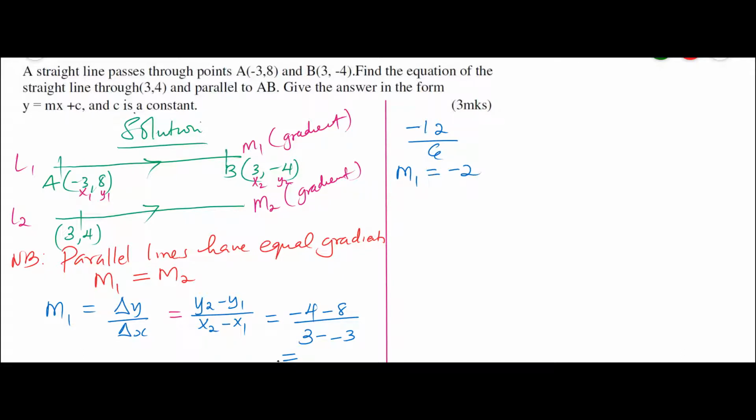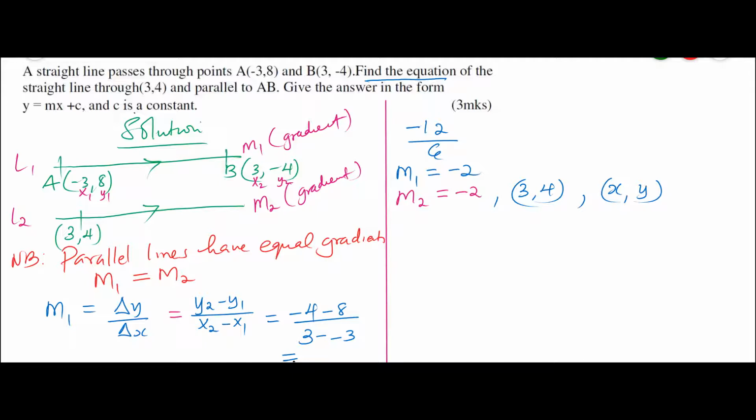Now since M1 is equal to M2, the gradient of line 2 should also be -2. Now we can proceed and find the equation of this line. We know that the equation has a gradient of -2 and it is passing through the point (3, 4). To get the equation of this line, we introduce another point and call it (x, y).